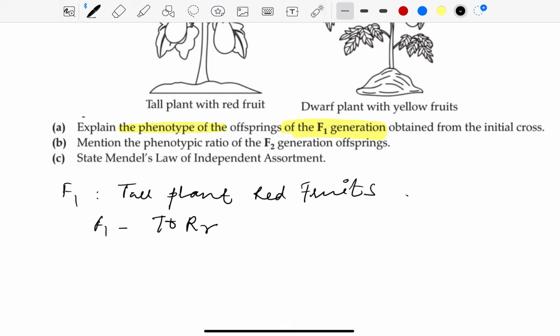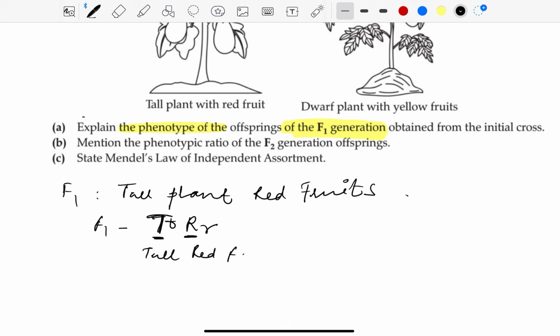it means that in the F1 generation, according to Mendel's law, the dominant characters are expressed. The dominant alleles are expressed. Now, what is the dominant allele over here? Tall plant and red fruits. So that is why, because of Mendel's law of dominance, we know that the phenotype in the F1 generation is a tall plant with red fruits. I hope this is clear.